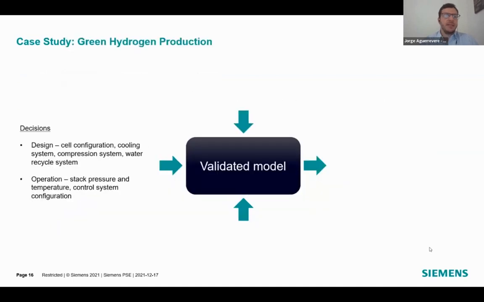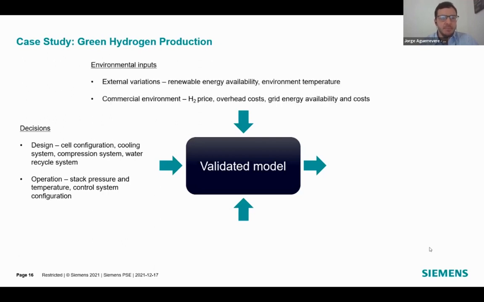Now, when we're looking at green hydrogen production, the first inputs that are needed are essentially the design and operation. So, cell configuration, stack configuration, cooling, compression, things like that, as well as set points for temperature, pressure. But we also need to consider the environmental inputs, things that are uncertain. We don't know what the renewable energy availability will be on a given day in the future. And we don't know where the prices will be for hydrogen or for any of the materials we use and things like that. And a third uncertainty, often overlooked, I guess, is the model uncertainty.